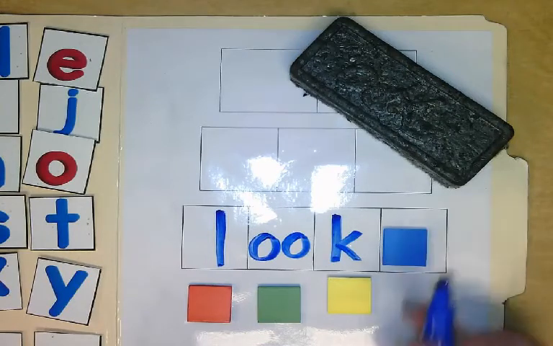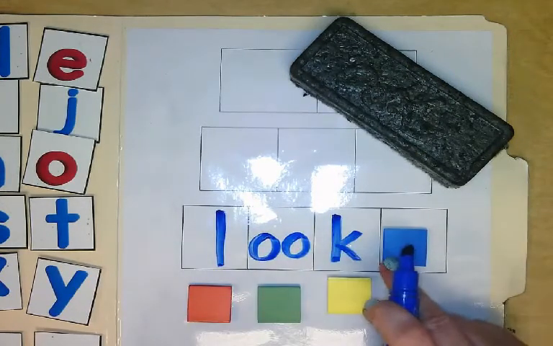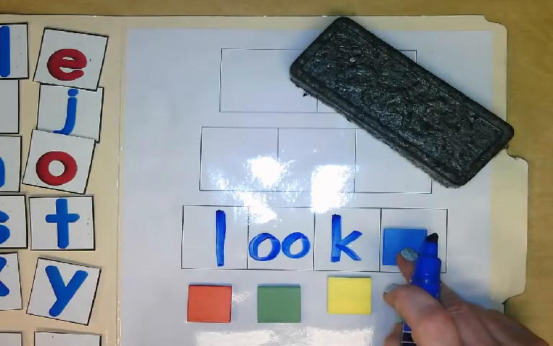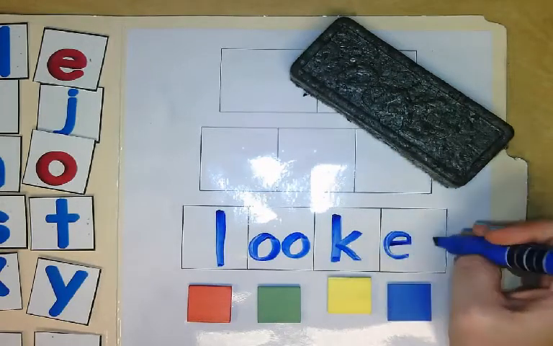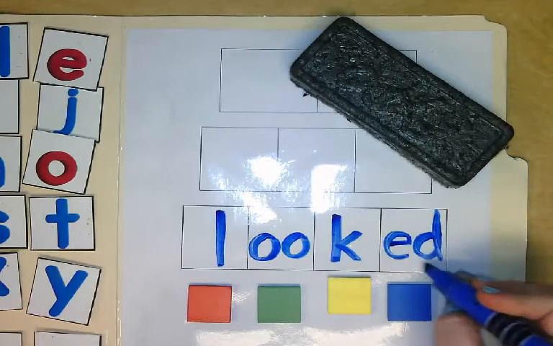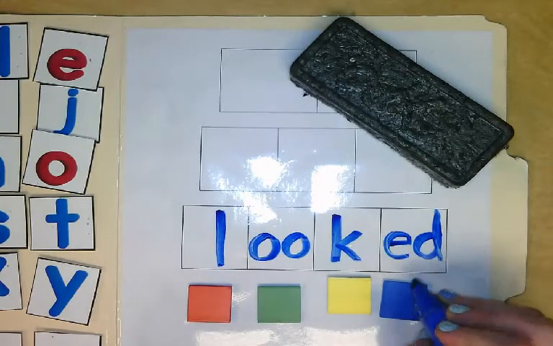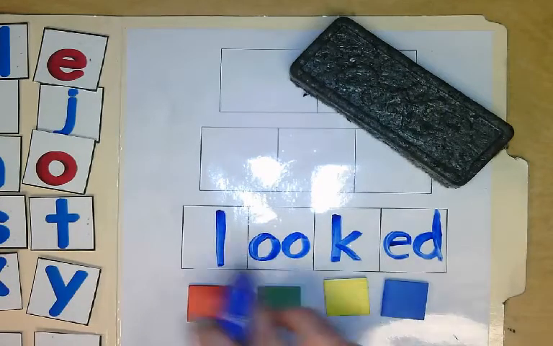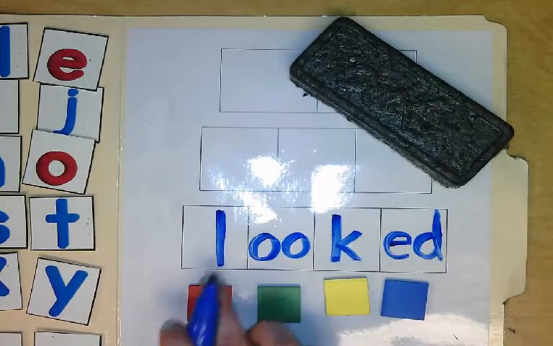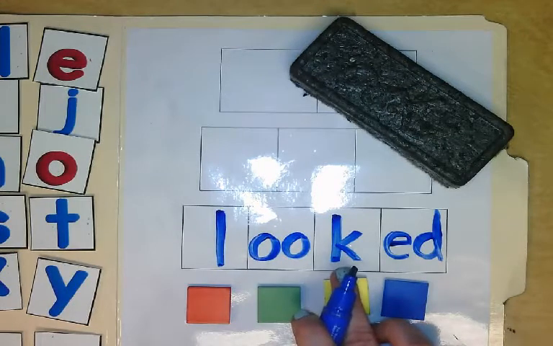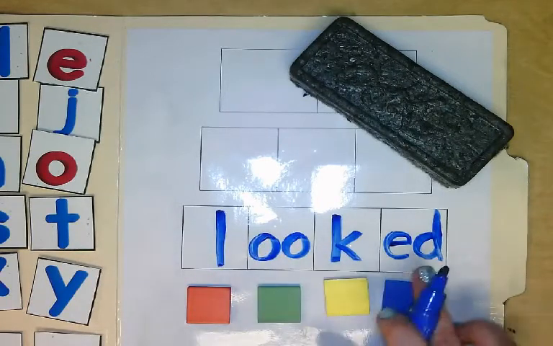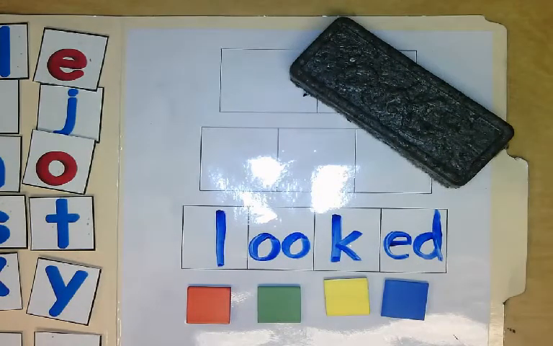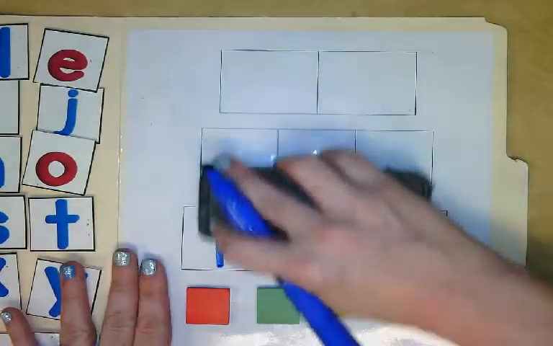Now we're going to look at the last sound, the ending sound in the word looked. This sound is d. Okay? There are two letters that make that sound. E-D. When you have an E and a D together, it makes the D sound. Looked. So right now, I want you to check your word with mine. You should have L-O-O-K-E-D. Looked. Is that what you have? Okay, read your word. Looked. Very good. All right. We're going to erase it.